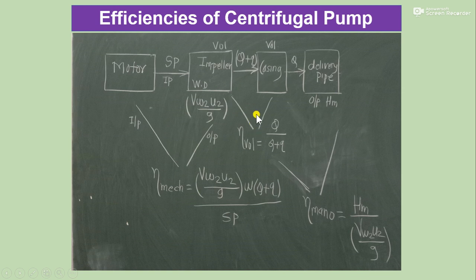Okay, then as far as casing and impeller, if we consider these two, then the output of the casing is the discharge and the input to the impeller is capital Q plus small q. So the ratio of capital Q to the summation of capital Q plus small q is the volumetric efficiency. Then from the casing, water is delivered by using the delivery pipe. So here at the pipe the head is developed, that is called the manometric head.